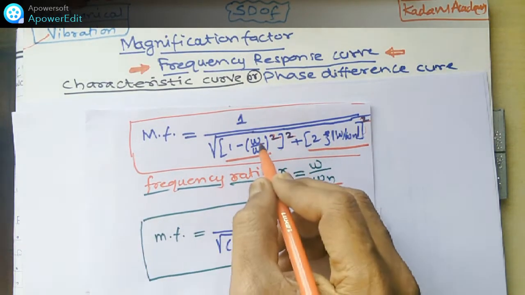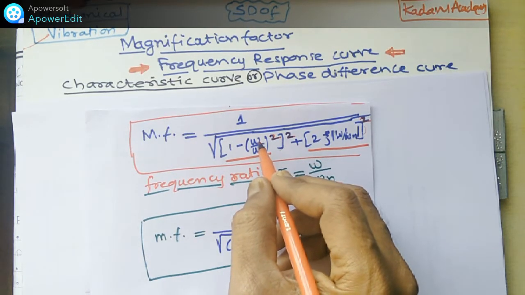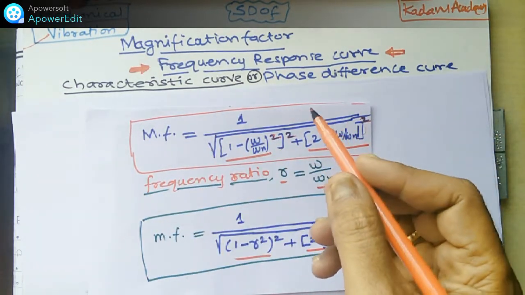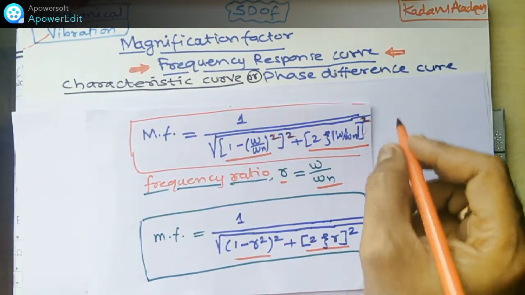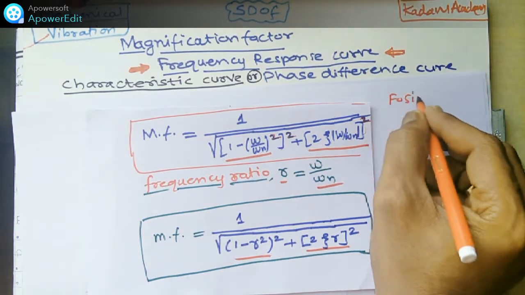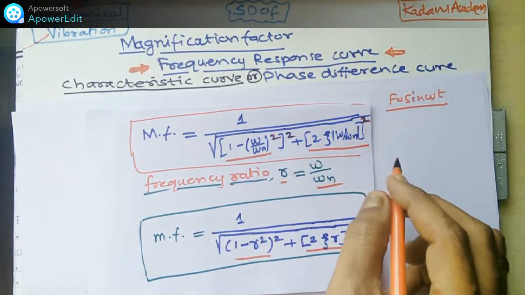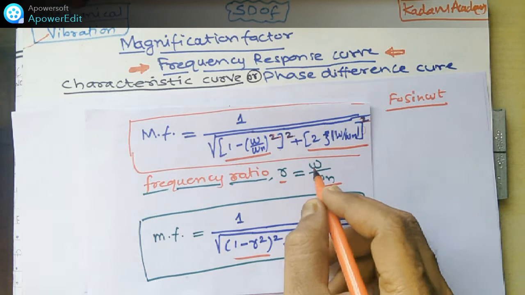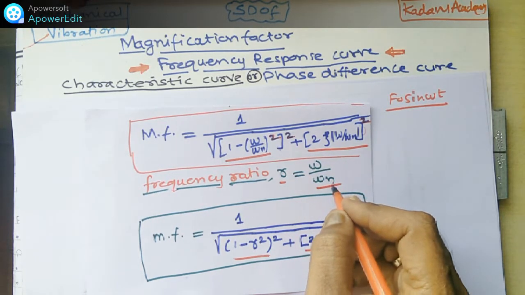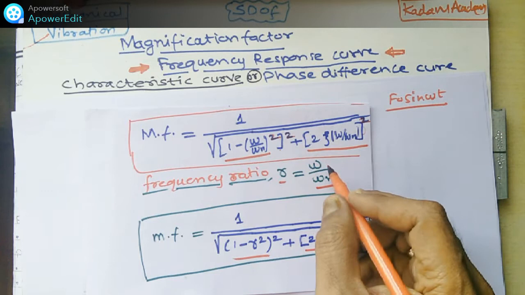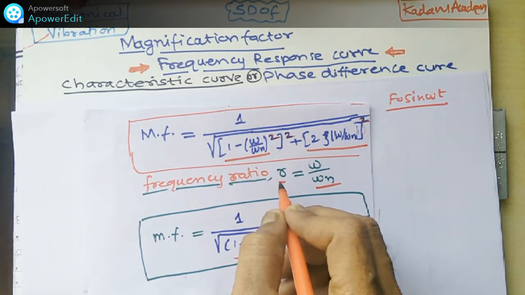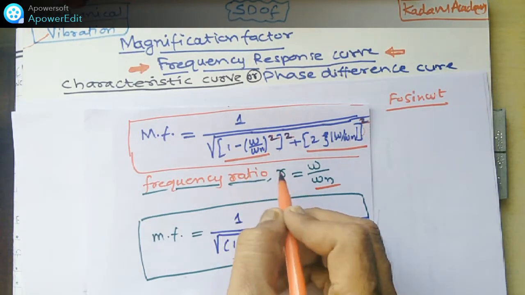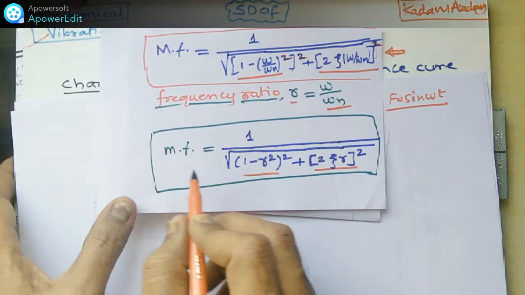Here, omega is the frequency of the force in forced vibration, or we can say the harmonic force, F0 sine omega t. That is the harmonic force we are studying here. Omega n is the natural frequency. The ratio omega by omega n is represented by small r, and is called the frequency ratio.